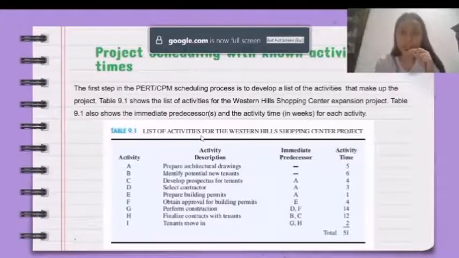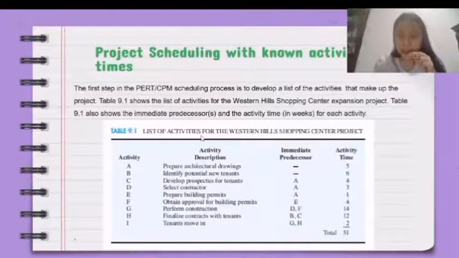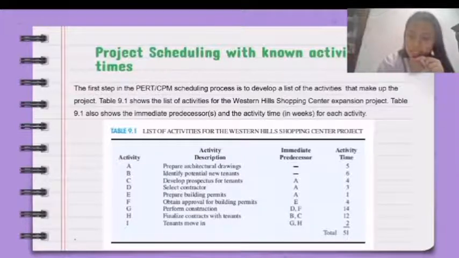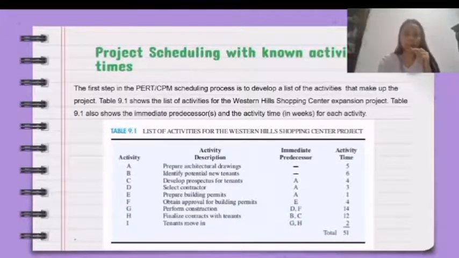Project scheduling with known activity times. The owner of the Western Hills Shopping Center is planning to modernize and expand the current 32 business shopping center complex. The project is expected to provide room for 8 to 10 new businesses. Financing has been arranged through a private investor. All that remains is for the owner of the shopping center to plan, schedule, and complete the expansion project. Let us show how PERT and CPM can help.